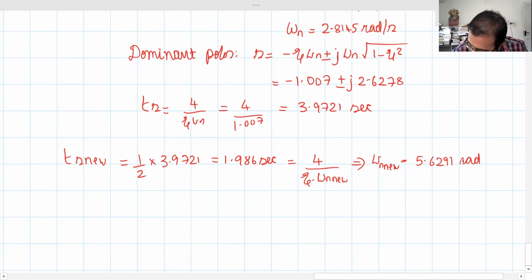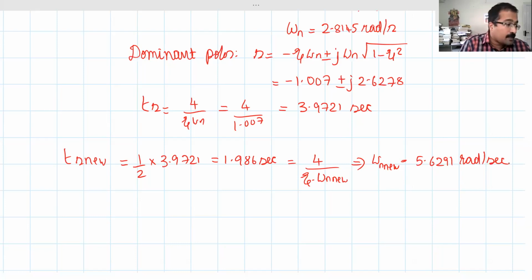5.6291 radians per second. Okay, so now we can find where the desired dominant pole should be. We are asked to design so that it has a damping ratio for an overshoot of 30% and a reduced settling time. From these two conditions we find the new omega n.